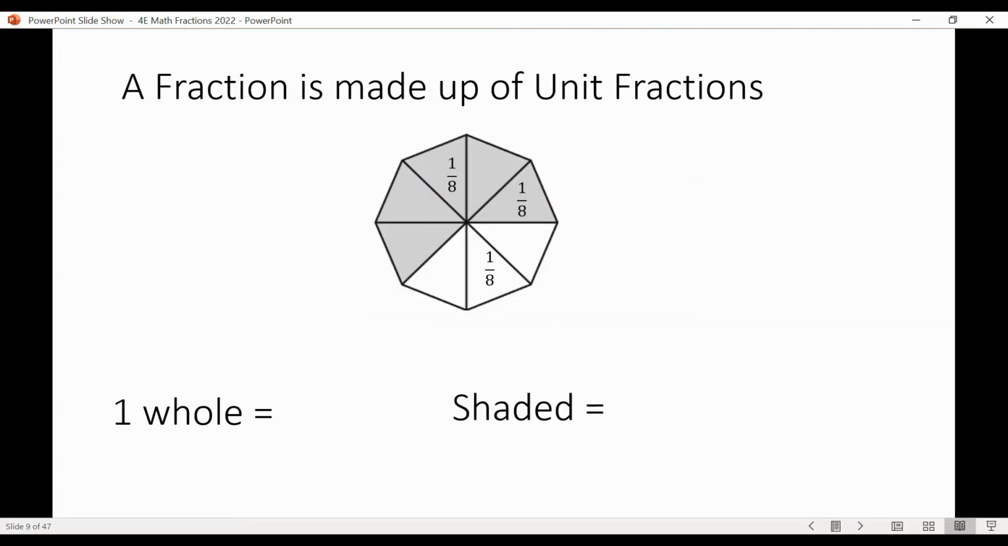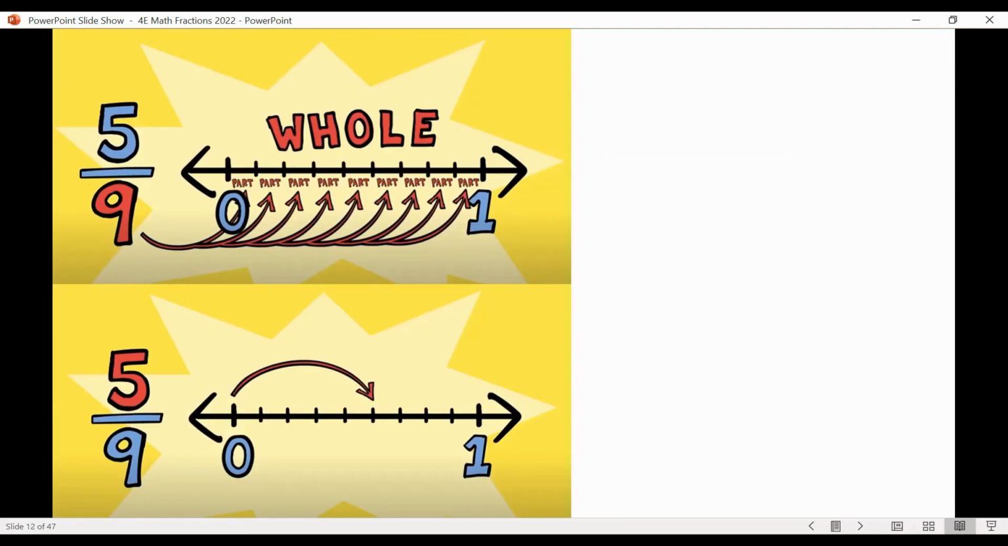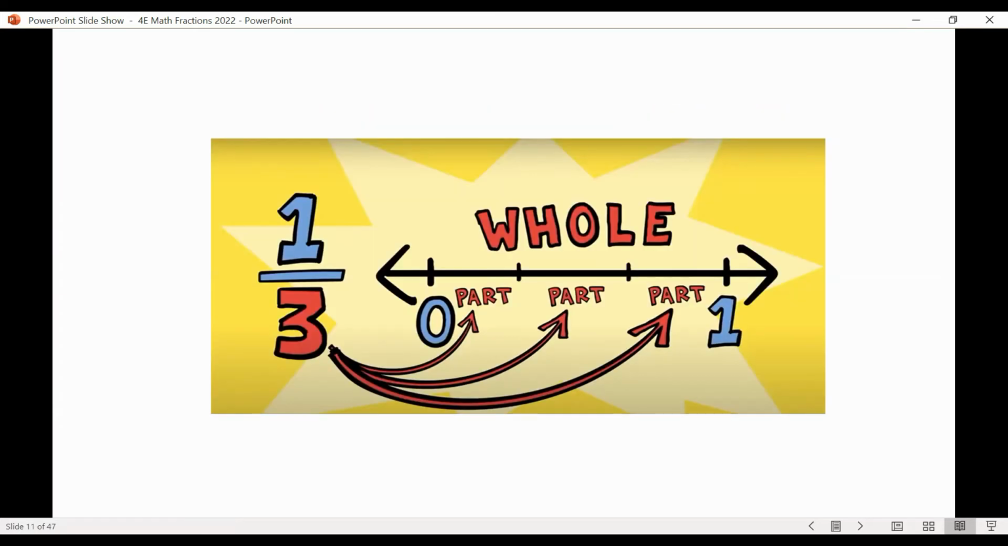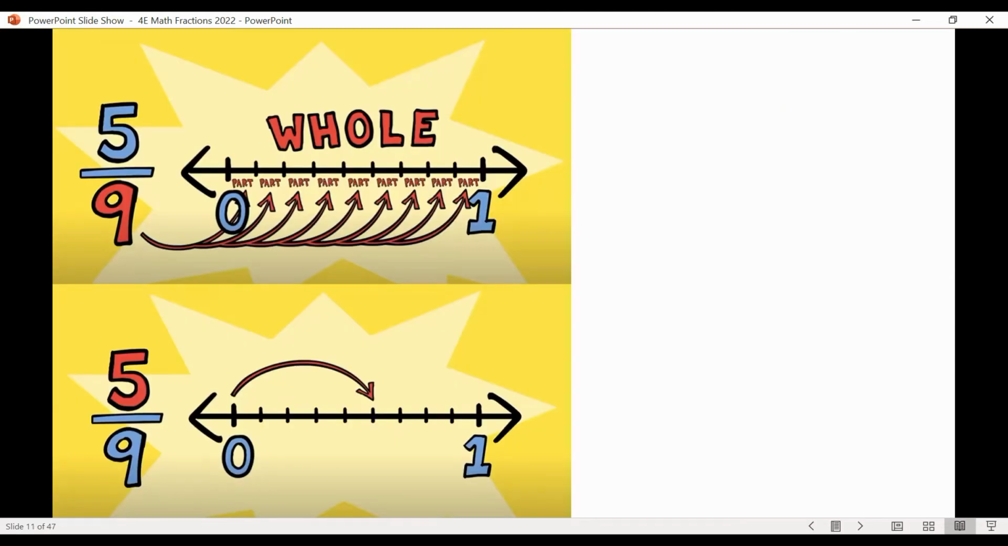Okay, so we go on to this, and then there's the song that I just played. I kind of really liked it. That shows you the parts of the whole, and how you're going to label it on the number line. We'll talk more about this, which is a very essential skill at primary 4.